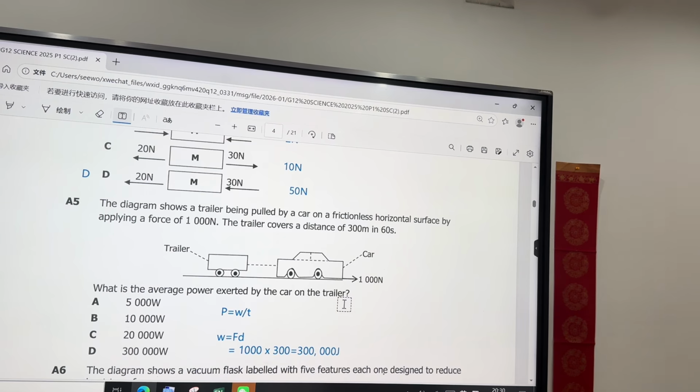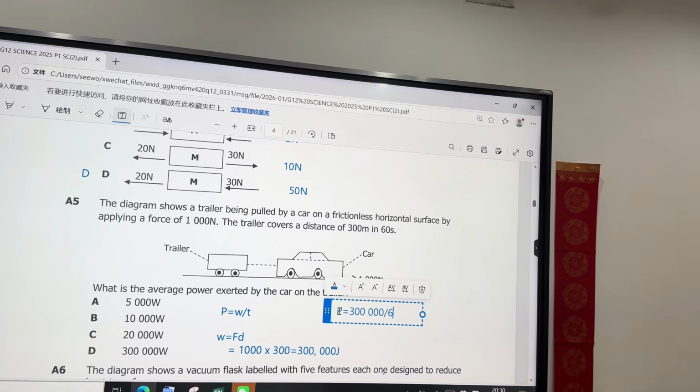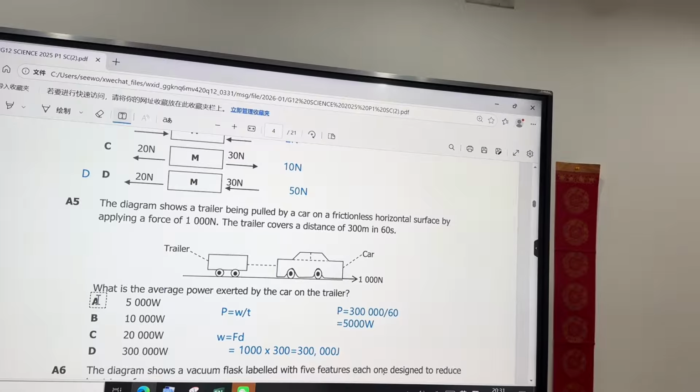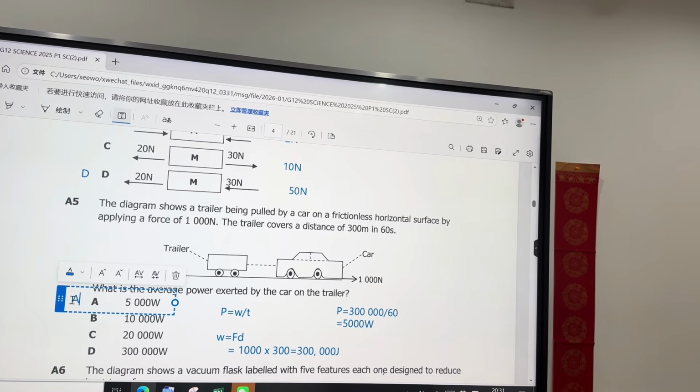Now what is the power? So we shall say power now is equal to the work done, which is 300,000, divided by the time it takes, 60 seconds. You can use your calculator here, or if you want, you can say this 0 and that 0 cancel, then 6 there, 1. 6 into 30, that is 5. So we shall have 5,000 there. So this will give us 5,000 watts. That is how you calculate the power. So this corresponds to answer choice A. So this is the best answer.